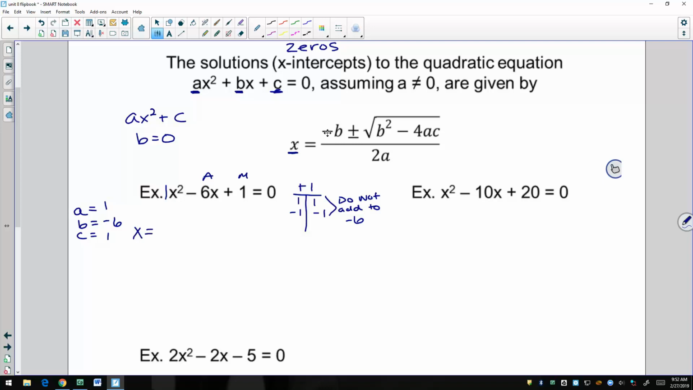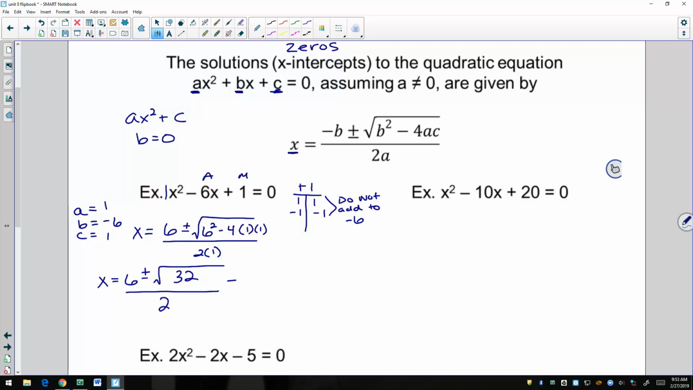So we're going to plug in -b. Well, if I plug in a -6, that turns into a +6. Plus or minus the square root of 6 squared minus 4 times 1 times 1, all over 2 times 1. And now I'm just going to do some algebra, either on your calculator or in your head, and clean this up a little bit. So this is 6 plus or minus the square root of, that's 36. 4 times 1 times 1 is 4, so 36 minus 4 is 32, all over 2 times 1, which is 2.